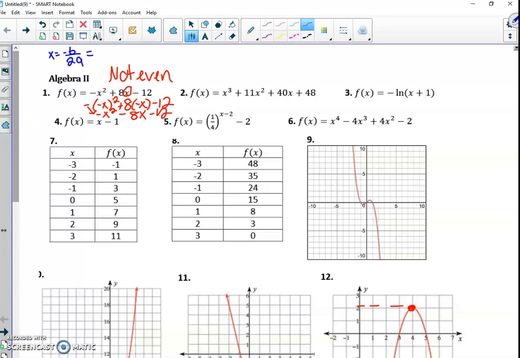If we did negative b, that would be negative 8 over 2 times a. A is negative 1. So that's negative 8 divided by negative 2, which is 4. That's the x value of your maximum. Then to find the y value, because that's really what we care about, how tall it is, you have to plug in a 4.